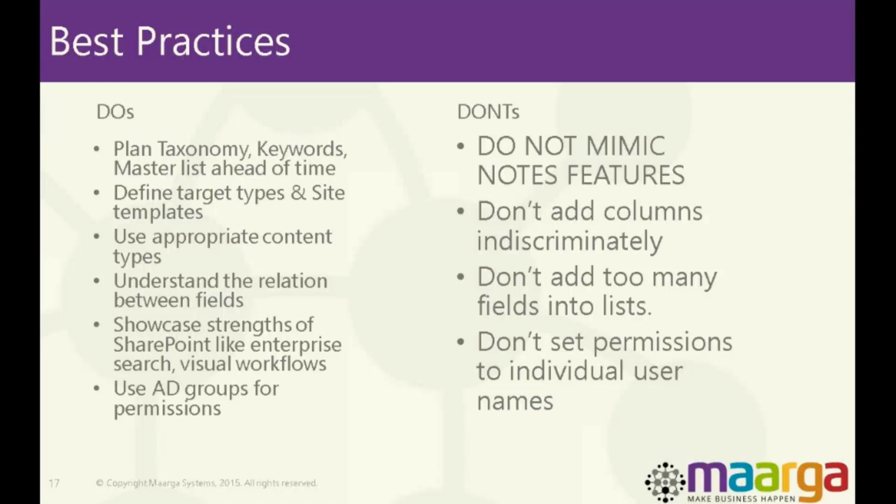What we have seen is it takes a little bit of time to work together and plan out your taxonomy, your keywords, and your master list ahead of time. Why? Because that can save a significant amount of headaches in terms of maintainability of applications, and can also save a lot of frustration down the line when different applications need to use similar kinds of data. It becomes much easier when you plan this ahead of time.